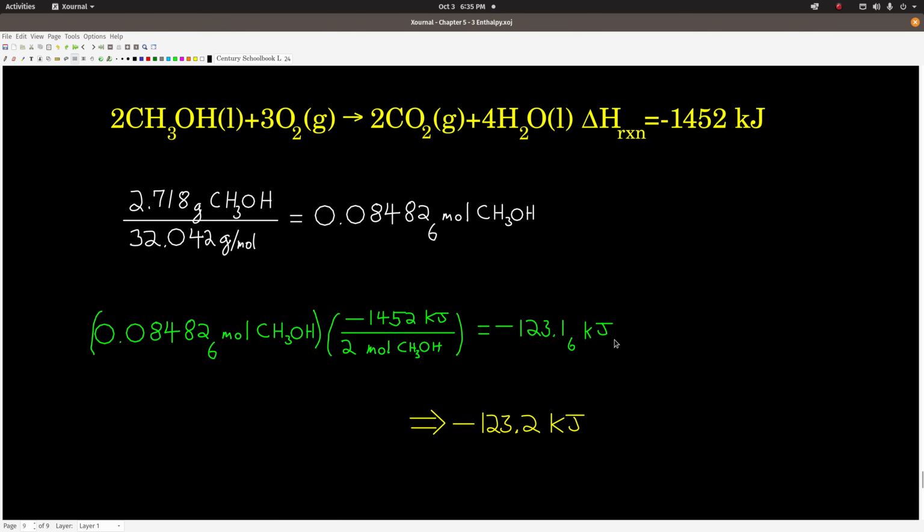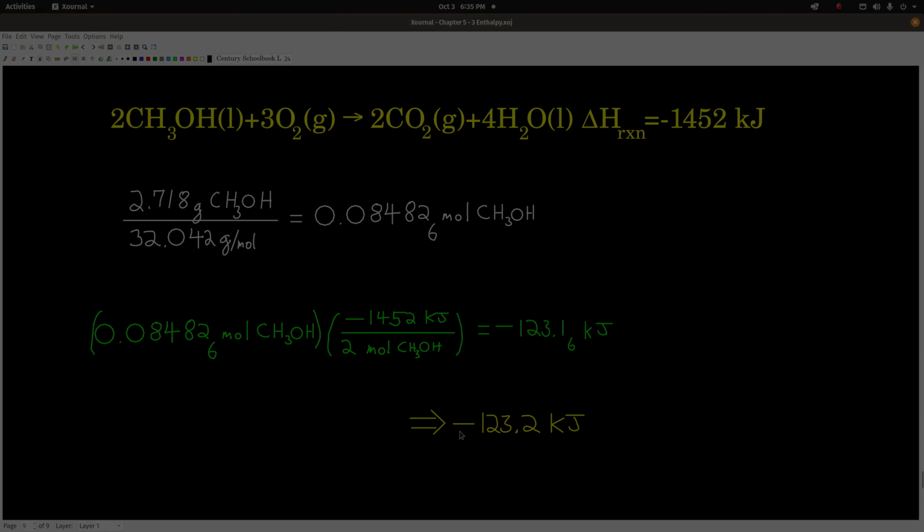And so when we multiply this out, we get negative 123.2 kilojoules. The sign's important. It tells us that energy is released to the surroundings. And that's all there is to it, guys.